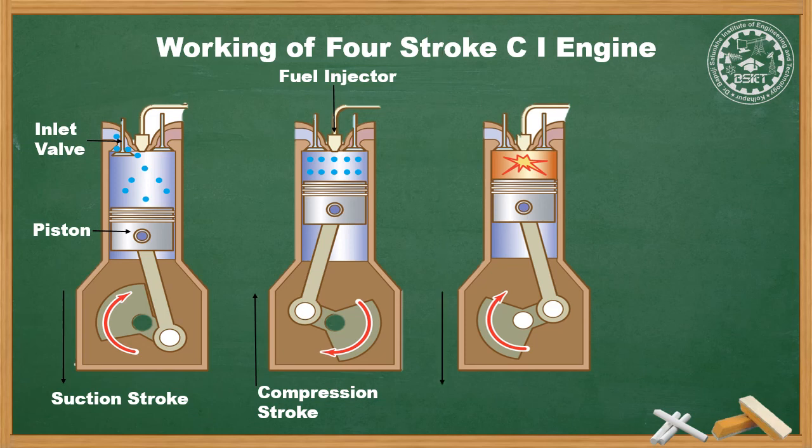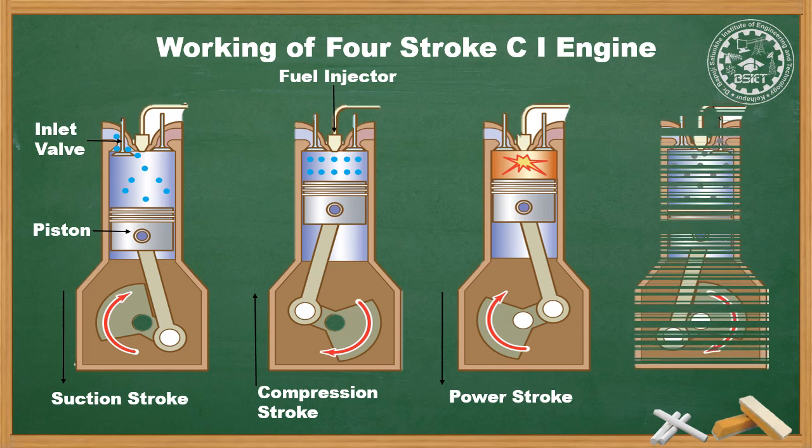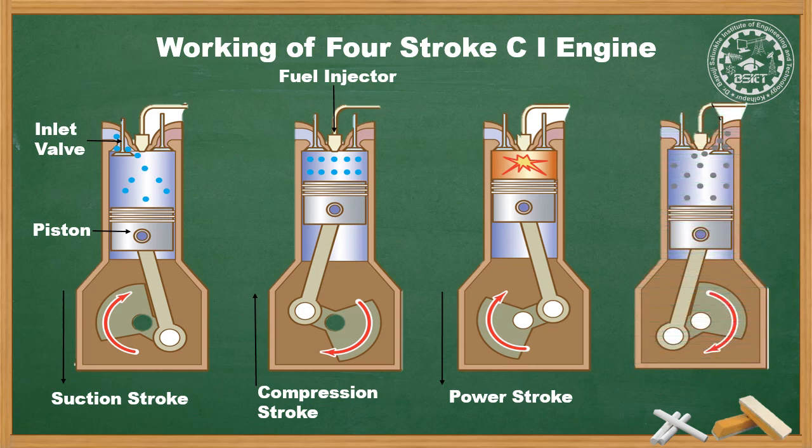The third is the expansion stroke, or the power stroke. Due to the high pressure developed by the burnt gases, the piston is forced downwards, that is towards BDC. During this, both the suction and exhaust valves are closed. Thus, power is obtained during expansion of the burnt gases. Both temperature and pressure decrease during the expansion.